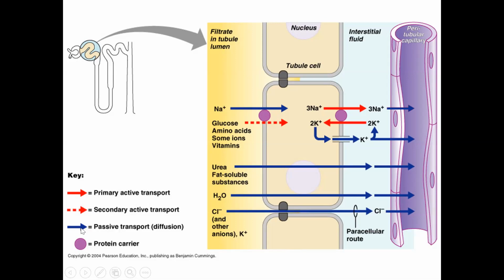A blue arrow is passive. That means no extra ATP is required for the process. Simple diffusion and facilitated diffusion are all types of passive transport.